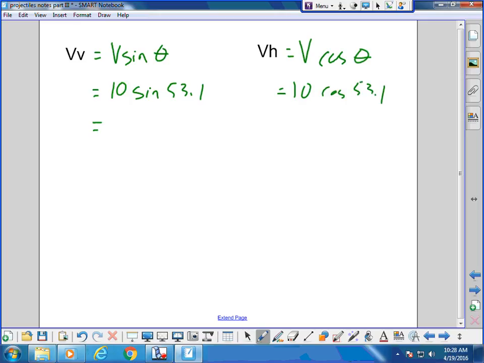And the reason I chose 53.1 is so that these work out to nice integer numbers. And I can't remember which one is which, but someone will tell me, I'm sure. Should have brought my calculator with me. One I think is 8 and one is 6, I believe. Which one, Josh? VV is 8?